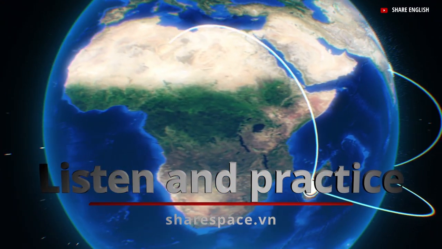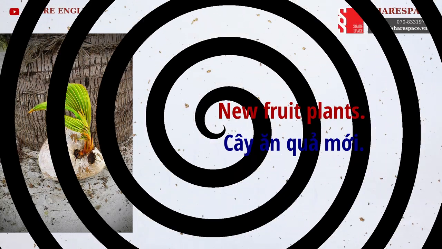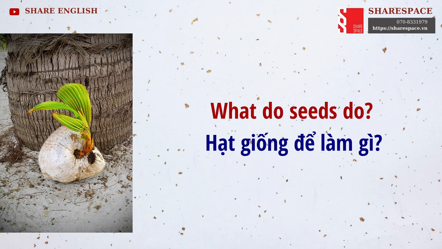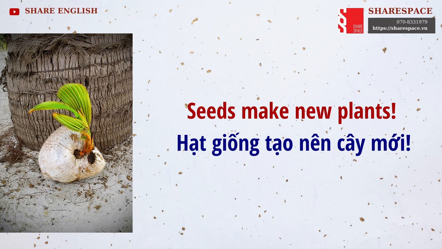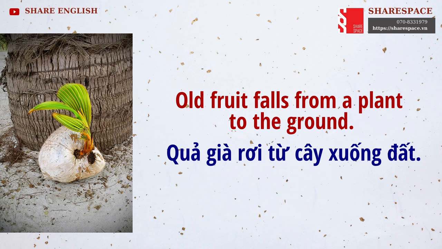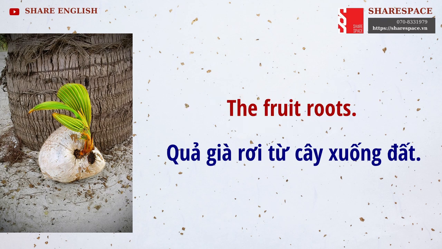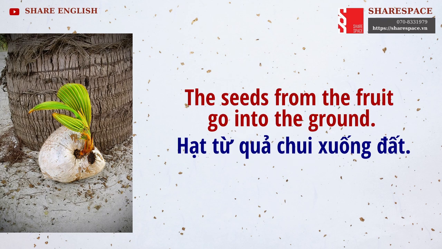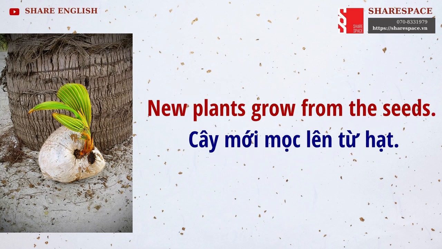Listen and practice. New fruit plants. What do seeds do? Seeds make new plants. Old fruit falls from a plant to the ground. The fruit rots. The seeds from the fruit go into the ground. New plants grow from the seeds.